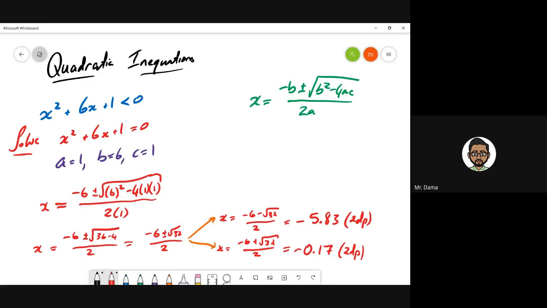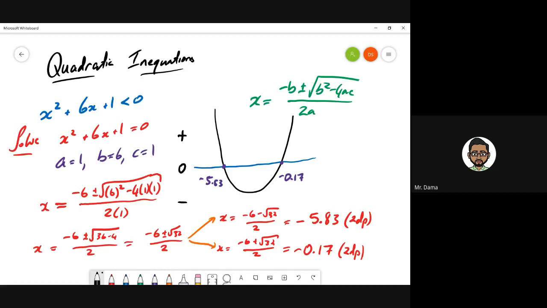And so what I'm going to do is, I've got these two solutions, I am going to draw a parabola, and I'm going to draw an x-axis. So the smallest value goes here, and the largest value goes here. And the smallest value here is actually negative 5.83, and the largest value is negative 1.17.